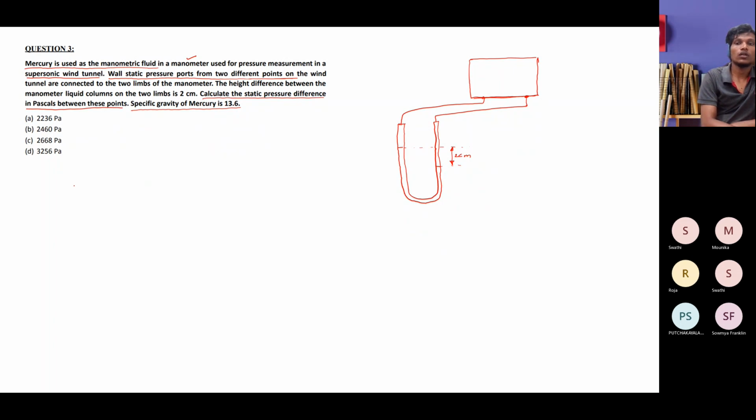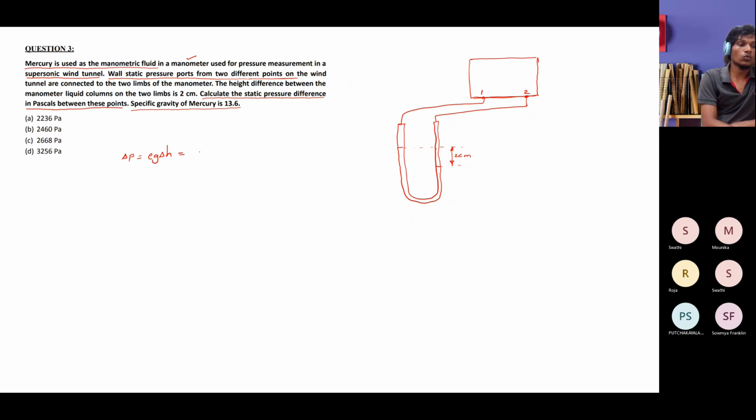We need to find the static pressure difference between point 1 and 2, as there is a difference in height of the liquid column, around 2 centimeters. Definitely we get a difference of some value between these two locations that we can calculate directly using delta P, the difference in pressure, equals rho g delta h. That is the correct representation: rho g delta h.